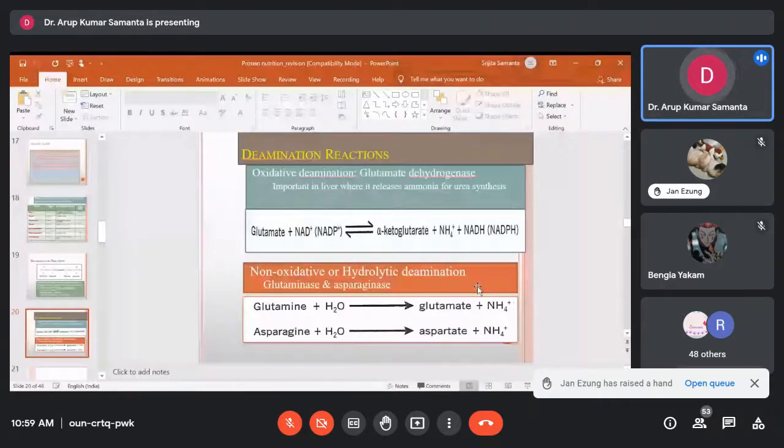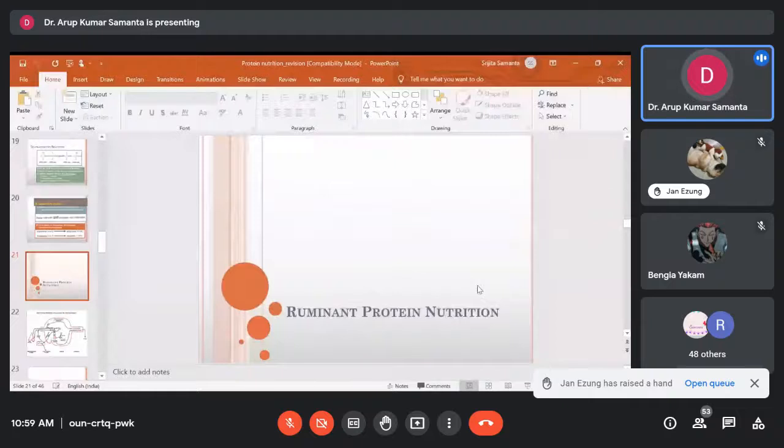Then ruminant protein nutrition is an important aspect I also want to discuss, but it is already 10:59. I think you have the genetics and breeding class also. Is it not?